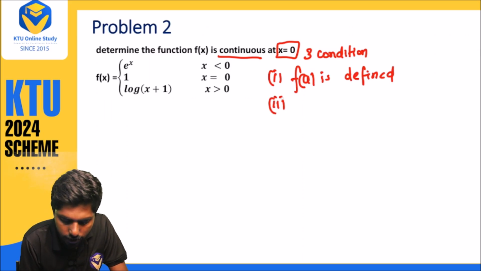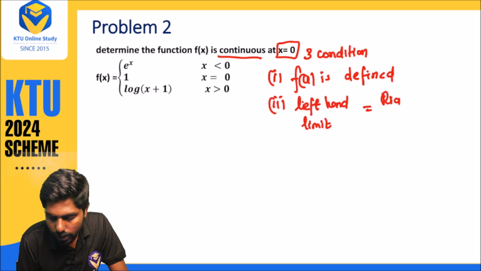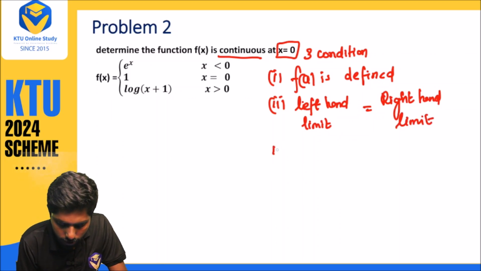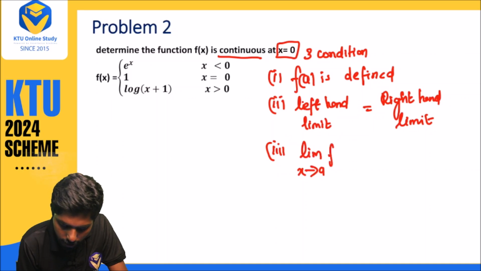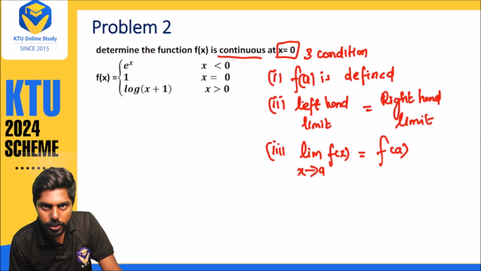What about the second condition? The second condition is left hand limit is equal to right hand limit. This is our second condition. Then what about the third condition? That is limit x approaches a, f of x is equal to f of a. This is the condition you want to prove. So these are the three conditions you want to prove.